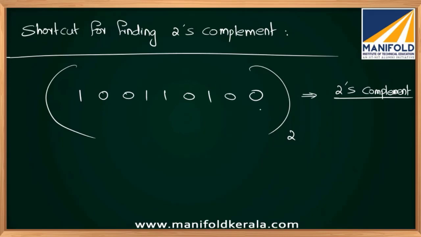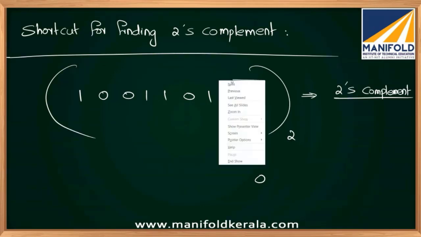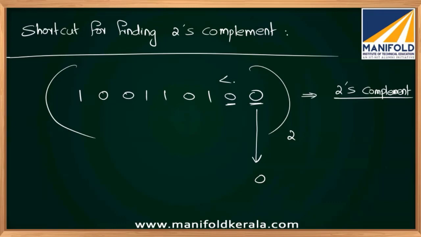Until you meet the first one, you keep writing the digits as they are. Scanning from here, what is the first digit? It is 0. You haven't met a 1, so write this bit as it is. The next digit is 0. Have you met any 1 yet? No. So this will be 0, and here you meet the first 1, and that 1 you also write as it is. This is your first encounter with a 1.